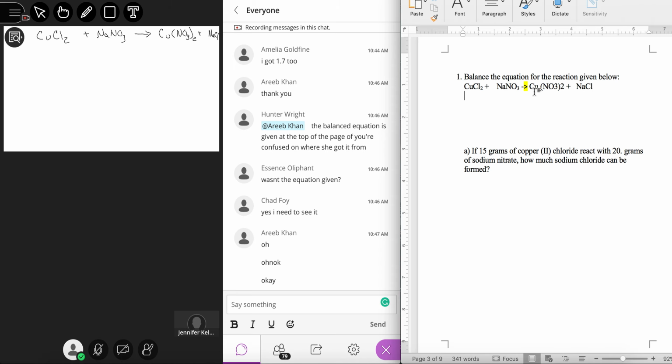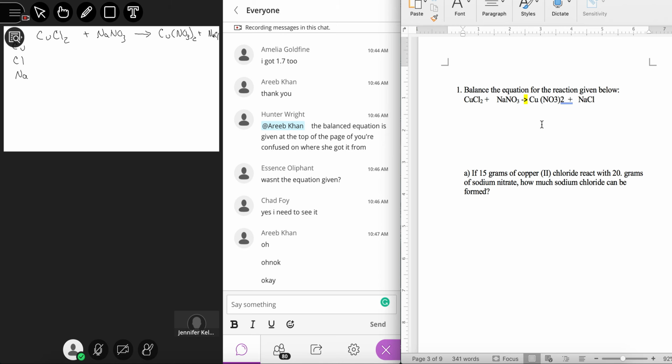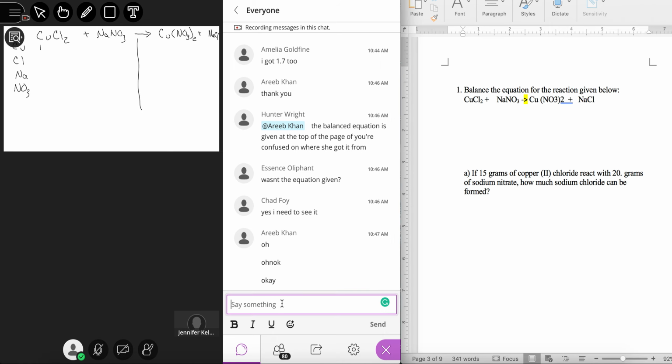Okay, so we're going to balance this. It's got copper, chlorine, sodium, and nitrate. Now, if I didn't know that NO3 was a polyatomic ion, I could still do nitrogen and then oxygen, right? It would still balance. This is just a little bit quicker. All right, so on the left, I have 1 copper, 2 chlorine, 1 of each of these, 1 copper, 2 nitrate, 1 sodium, and 1 chlorine.